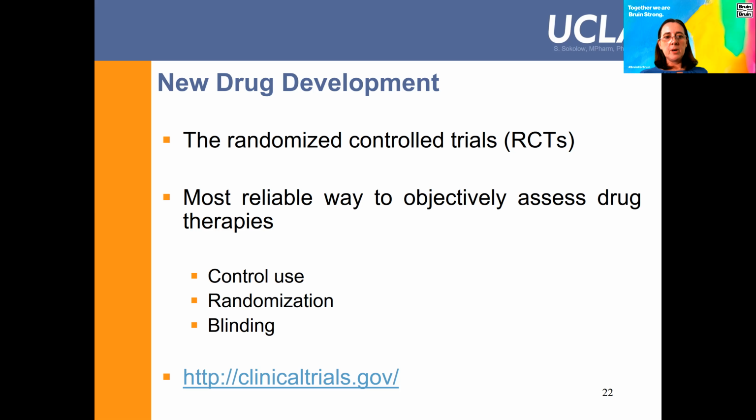And then also those drugs, or even vaccines, have adjuvants that are either in the tablet or the vaccine, and you want to see if this contributes to the response or to any adverse reaction in the subject. So that's the most reliable way to objectively assess drug therapy: using a control, a randomization, and then blinding. You don't choose who's going to get what, it's just randomized.